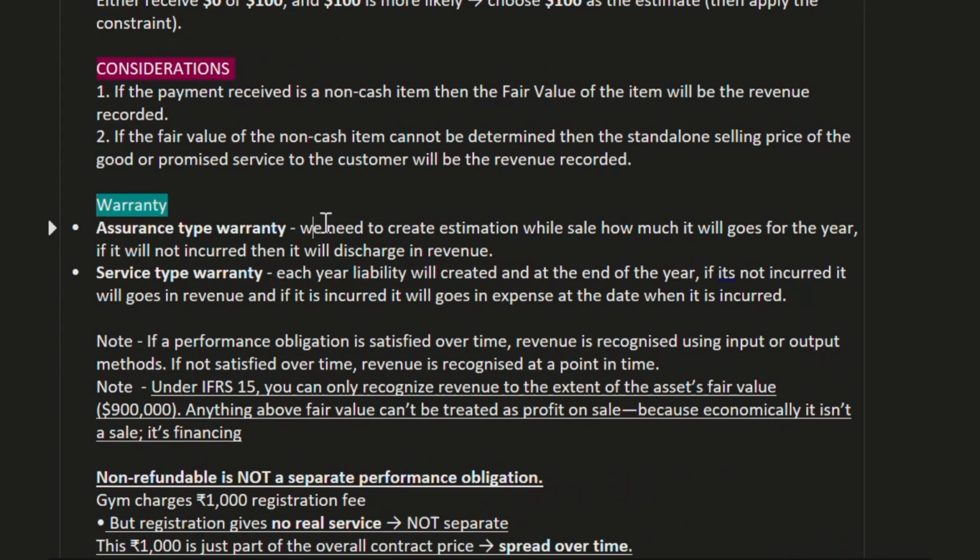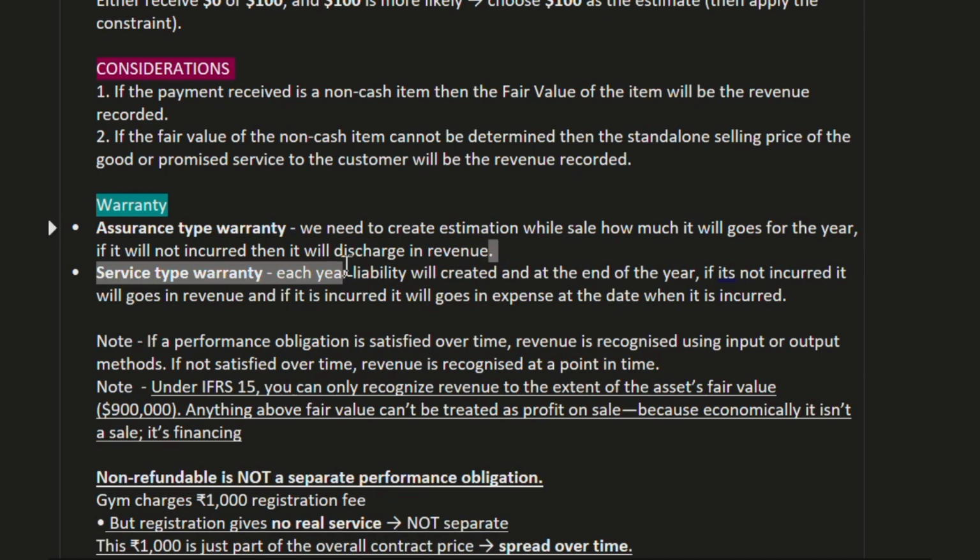Now warranty. For assurance type warranty, we need to create an estimate at the time of sale of how much it will cost for the year. For example, at the time of sale, the total sales value is 100,000. Now we assume that $1,000 of goods will be returned. So for that $1,000 we need to create an estimated liability. If the cost is incurred, it goes directly against that provision, the estimated liability. If it is not incurred, for example if we haven't received any complaint or defective product, then at the end of the year the amount will be released to revenue.